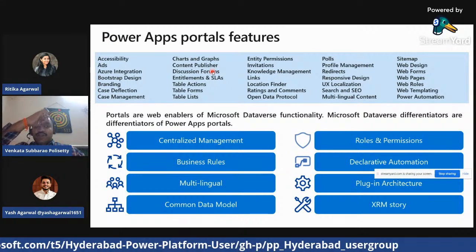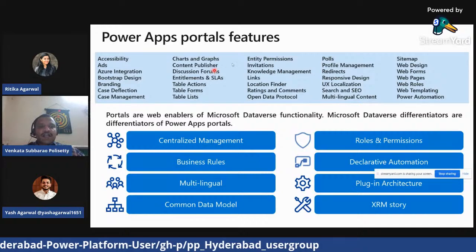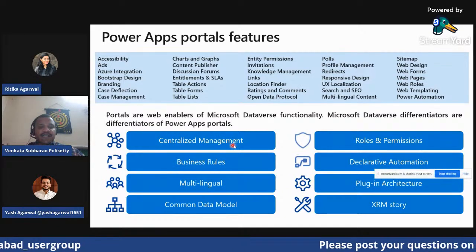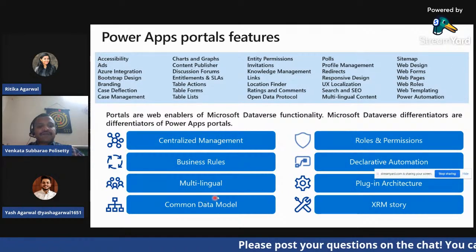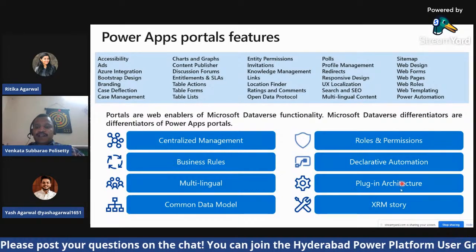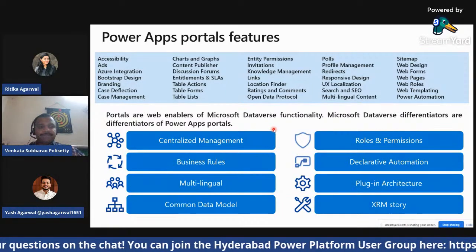the Azure integration, Bootstrap design, and also the charts and graphs, localization, ratings on the Open Data Protocol, and all these things. Centralized management, business rules, the Common Data Model, multilingual, roles and permissions, declarative automation, plugin architecture, and XRM story.